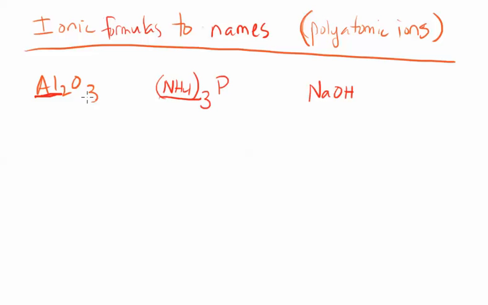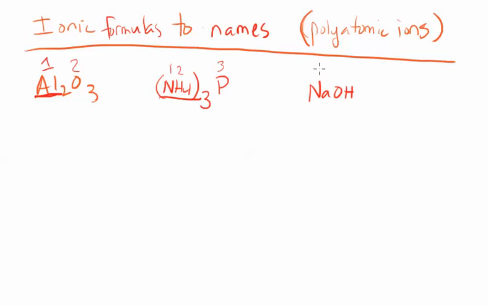So it's either going to start with a metal or ammonium, and that's it if it's ionic. The other thing is if it only has two elements in the formula, like this one has aluminum and oxygen, then it is a binary ionic formula and there's no polyatomic ion. If it's got more than two elements, like nitrogen, hydrogen, and phosphorus, that's three different elements. It's got to contain a polyatomic ion.